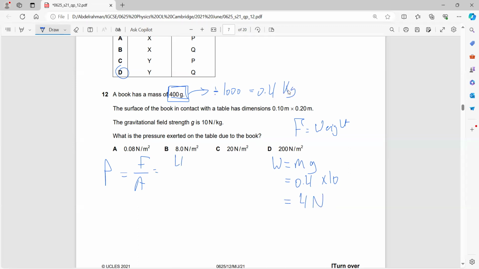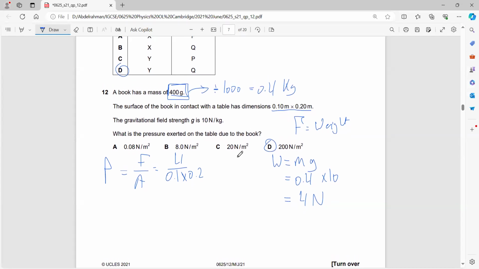Okay, 4 divided by the area. The area is 0.1 times 0.2, or 0.10 times 0.20. Doesn't matter that much. I guess this would be around 200 newtons per meter squared. Please, you have to make sure that the mass is in kilograms while calculating the weight. This is a very, very common question.